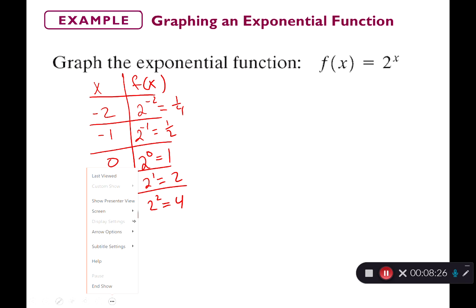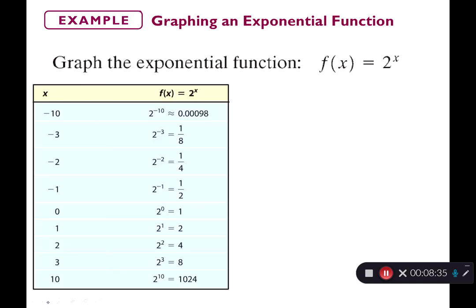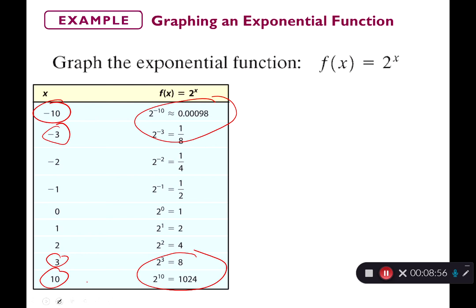All right, so I am going to erase because I have a table of values right here. And I do want you to notice, okay, I did -3 and I did -10 on my table, as well as 3 and 10. And notice my y values get very, very small and very, very large. That could be quite unwieldy, although they're not wrong values, but how in the world are you going to plot the point 10, 1024? Just doesn't seem realistic.